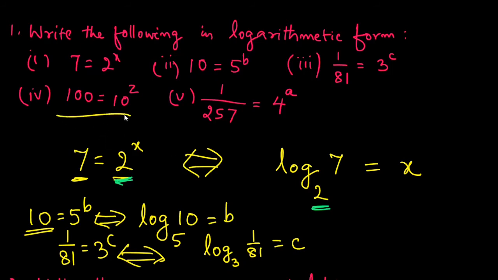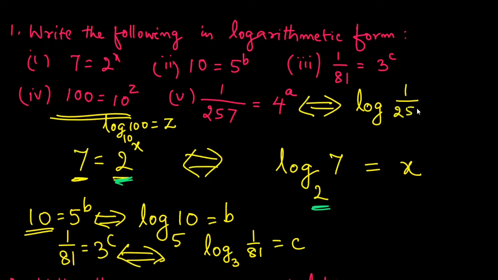This one, 100 is equal to 10 power Z. So log of 100 to the base 10 is equal to Z. And this one, 1 by 257 is equal to 4 power A. So log of 1 by 257 to the base 4 is equal to A.